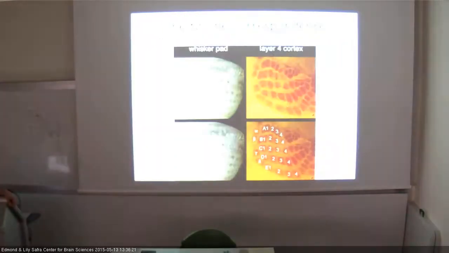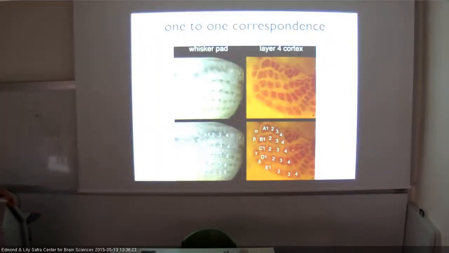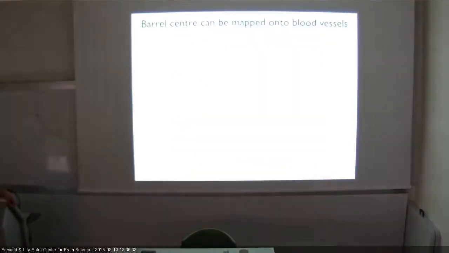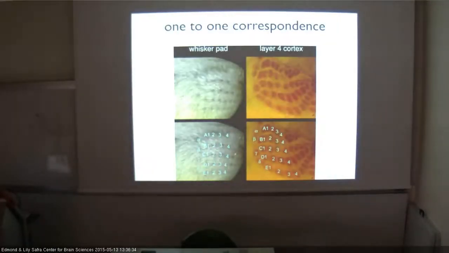Can we go to that? Yes. What are the other barrels? The other barrels, they're just corresponding to other whiskers that we don't number. And they're small and kind of harder to identify.